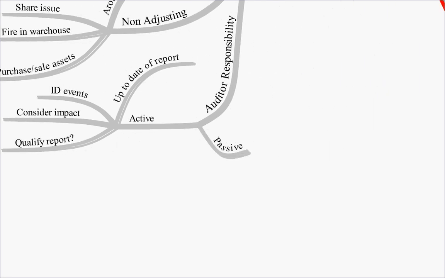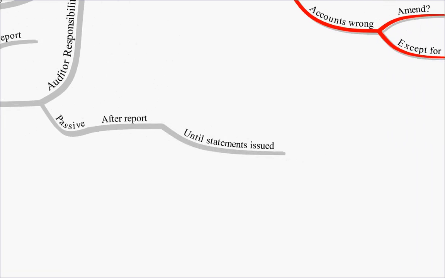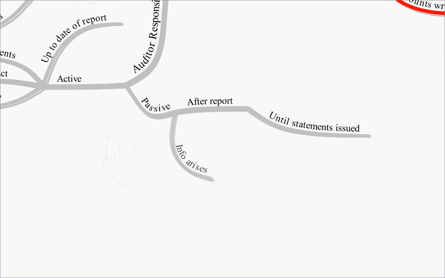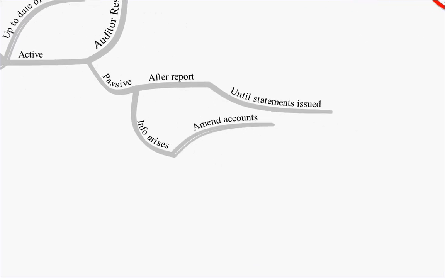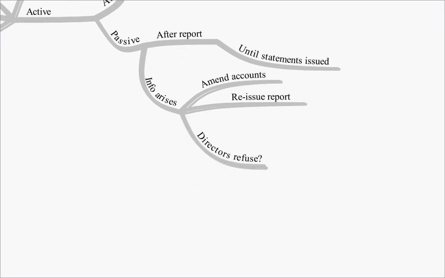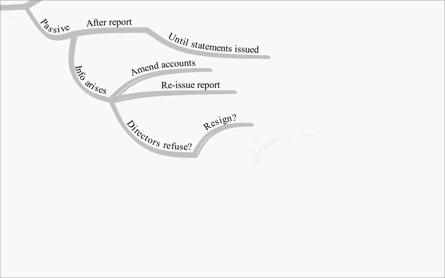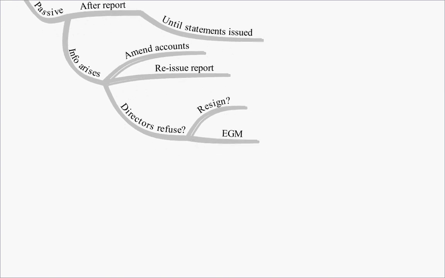A passive responsibility then exists from the date of report up until the financial statements are actually issued. During that period, if information arises, you have to ask them to amend the accounts. You may need to reissue the report, and if the directors refuse, you may consider resigning, or you may consider calling an extraordinary general meeting to inform the shareholders.